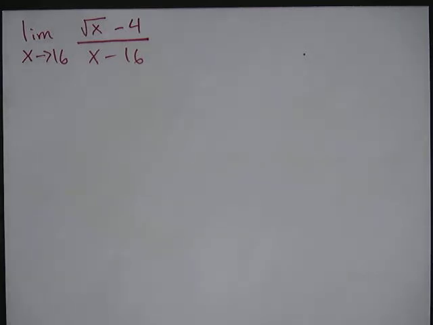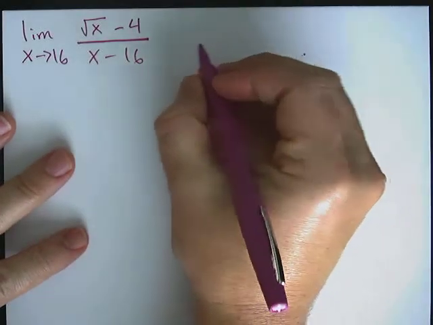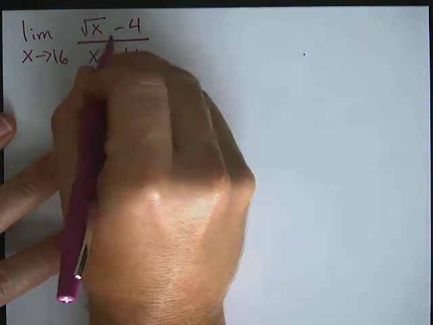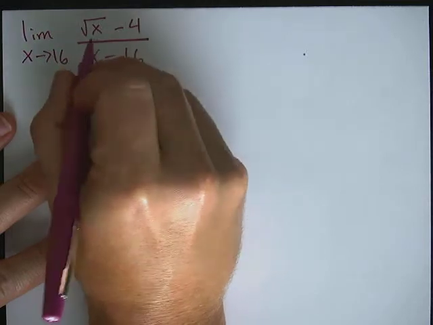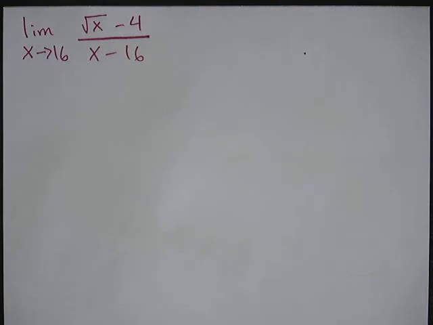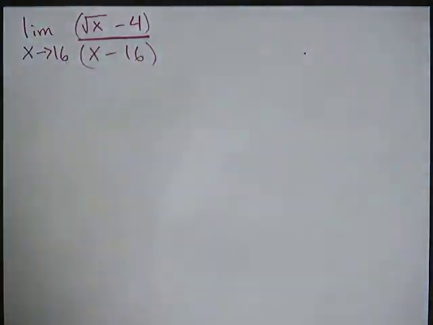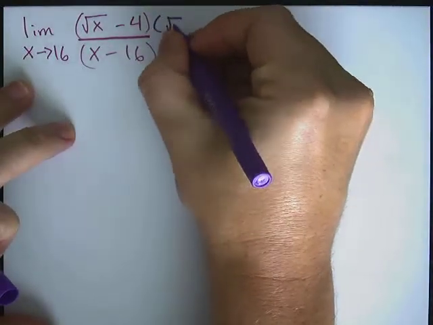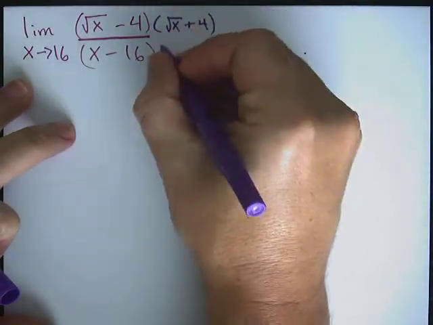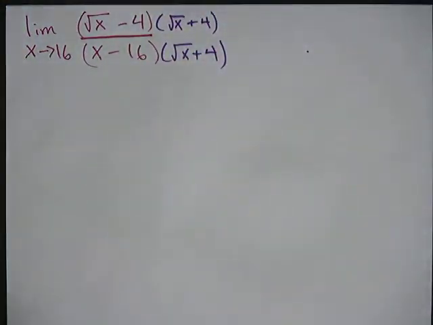So the strategy on this is to multiply the numerator and the denominator by the conjugate of the numerator. And the conjugate of the numerator, we see we have square root of x minus 4. The conjugate of that is the square root of x plus 4. Okay, so let's multiply. Let me put some parentheses around here. And we're going to multiply the numerator and the denominator by the square root of x plus 4. Okay, let's see what happens when we do that.